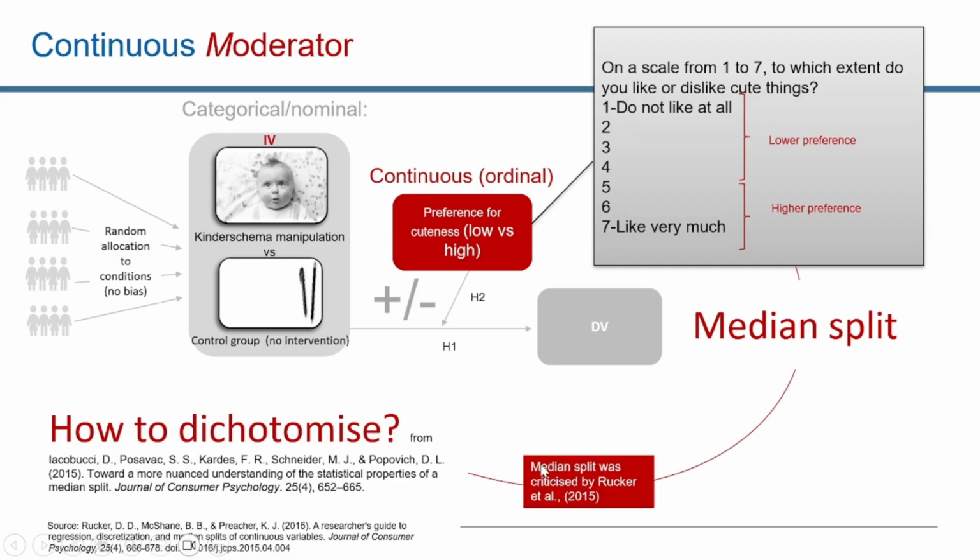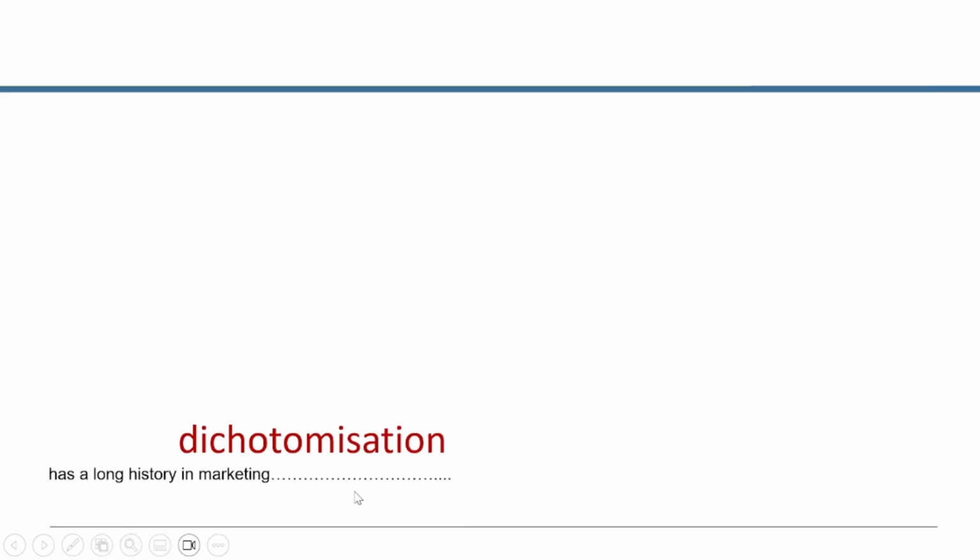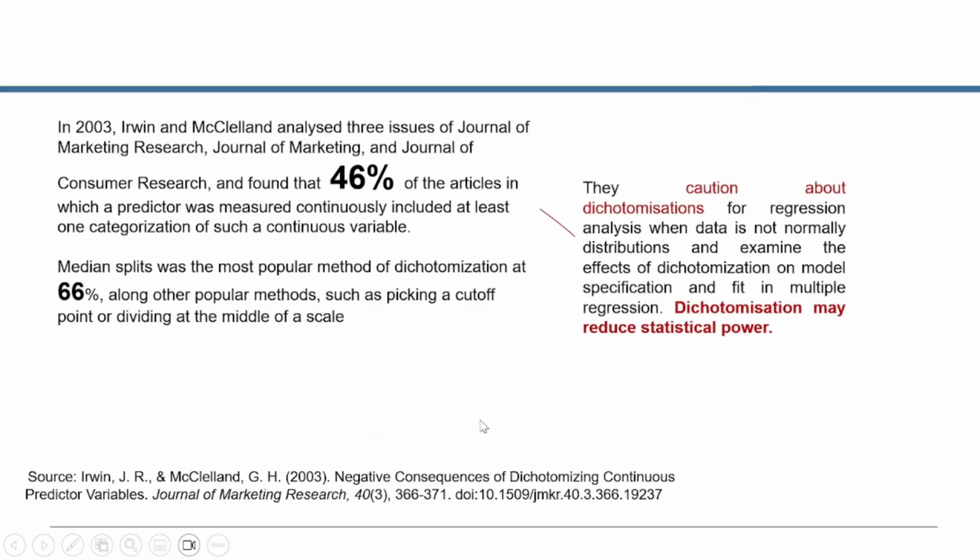Also, median split has been criticized in past years, even though dichotomization is very popular in marketing, and marketing researchers have been doing it quite a lot. Research suggests that around 46% of articles published in the Journal of Marketing Research, Journal of Marketing, and JCR, Journal of Consumer Research, in 2003 were using dichotomization. A popular method for the dichotomization was picking a cutoff point, which was really done randomly by the researchers, or dividing at the middle of the scale.